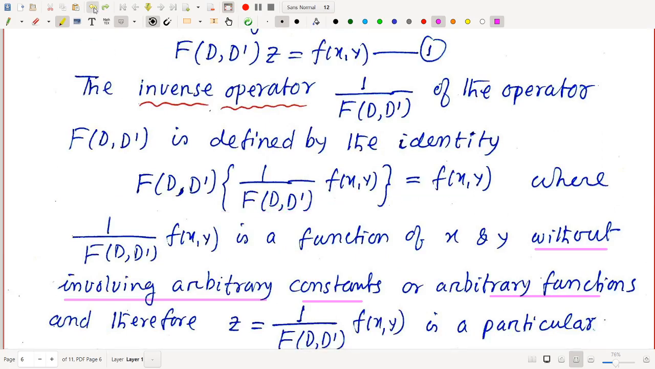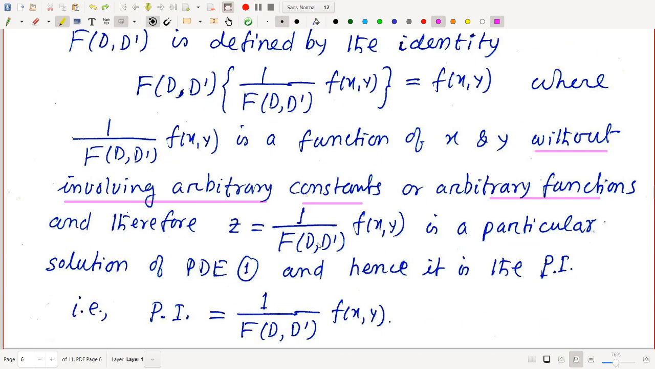That means what? This 1 by f of D comma D dash, f of x y, satisfies equation number 1, and this solution does not contain any arbitrary constant or arbitrary function. So this is a particular solution. Therefore z equal to 1 by f of D comma D dash, f of x y, is a particular solution of 1, and hence it is the PI, particular integral.